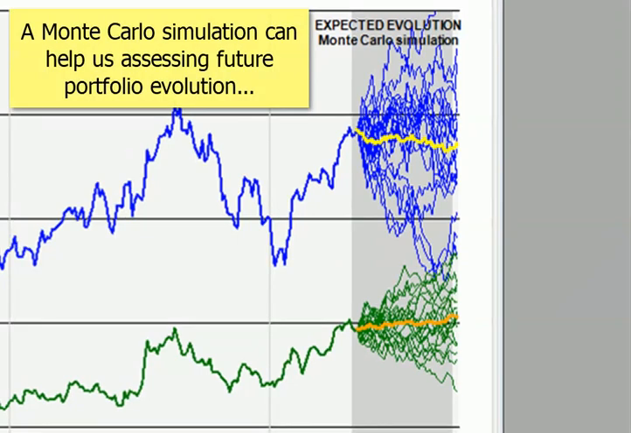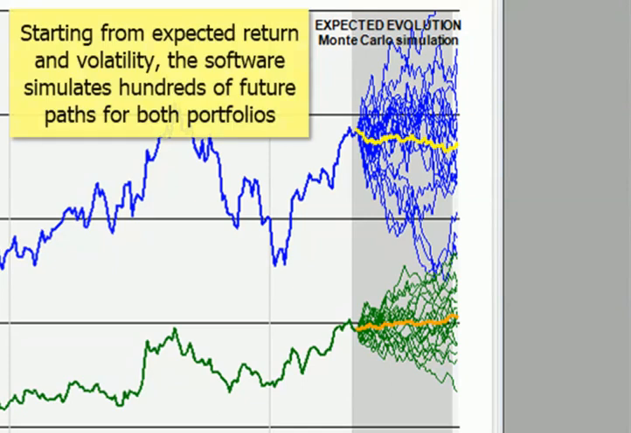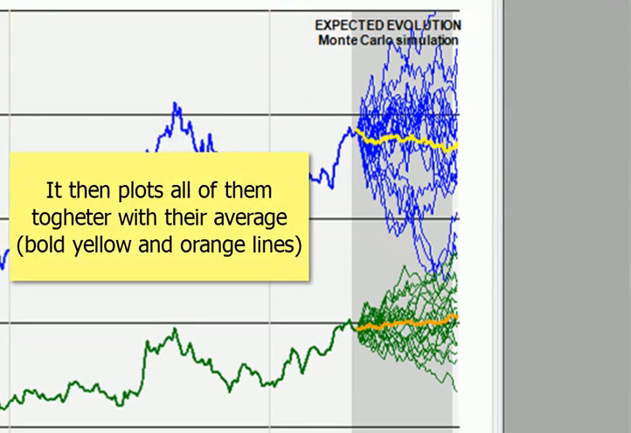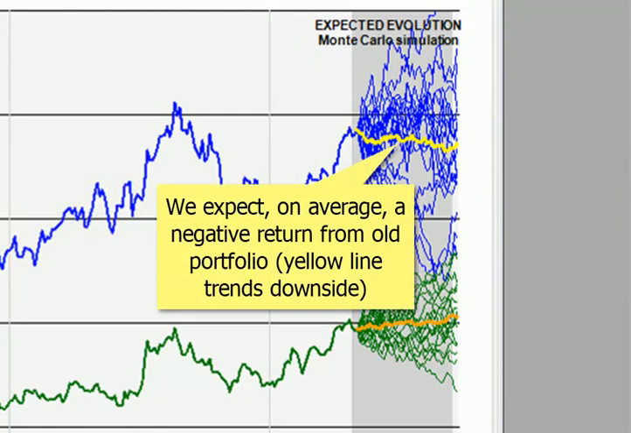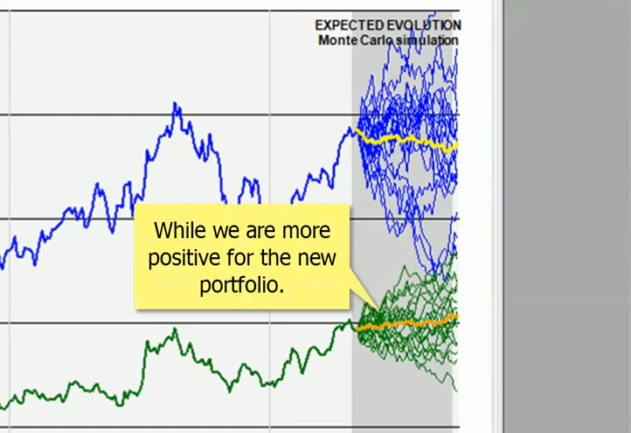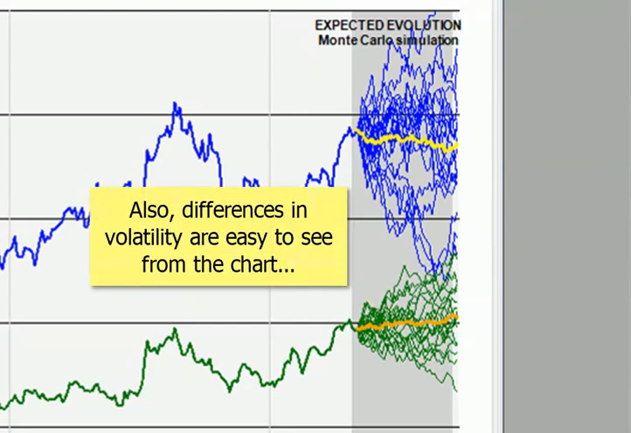A Monte Carlo simulation can help us assessing future portfolio evolution. Starting from expected return and volatility, the software simulates hundreds of future paths for both portfolios. It then plots all of them together with their average, bold yellow and orange lines. We expect on average a negative return from old portfolio, yellow line trends downside, while we are more positive for the new portfolio. Also, differences in volatility are easy to see from the chart.